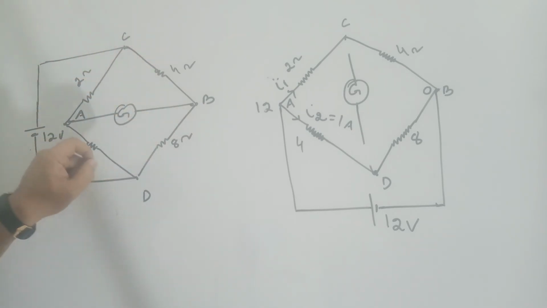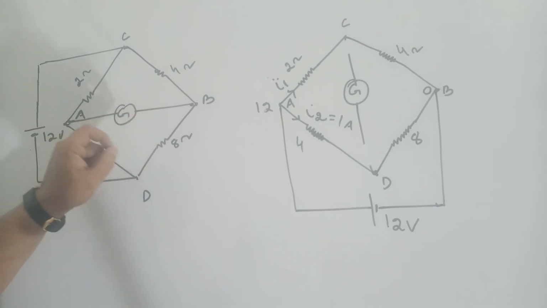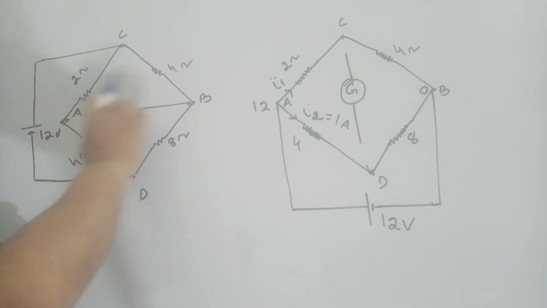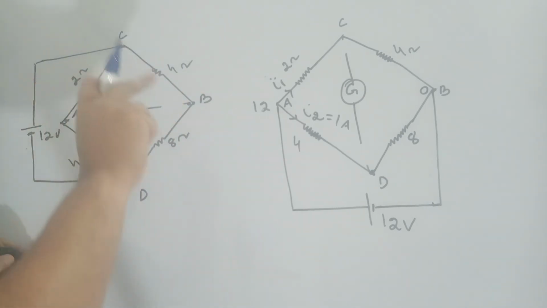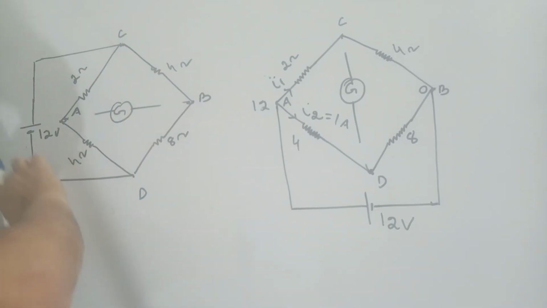We will assume that there is no current in the galvanometer. We will assume first, and then we'll prove that VA is equal to VB. If VA equals VB, then our assumption is correct. So let us calculate the voltage difference by the same method. This is the 12 volt battery.